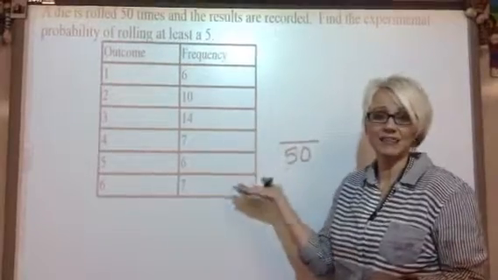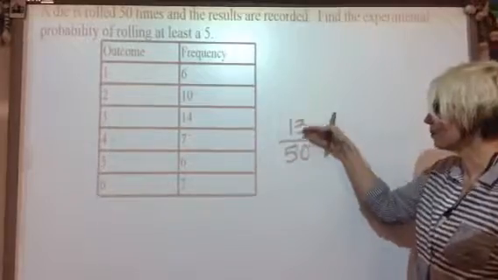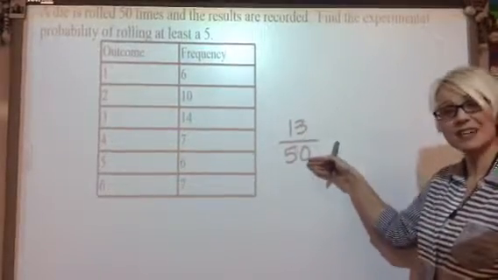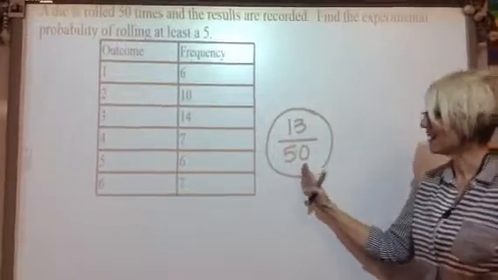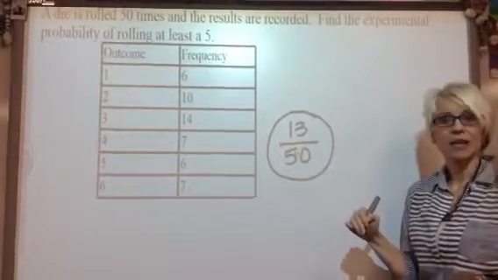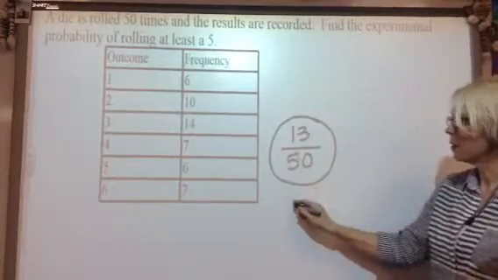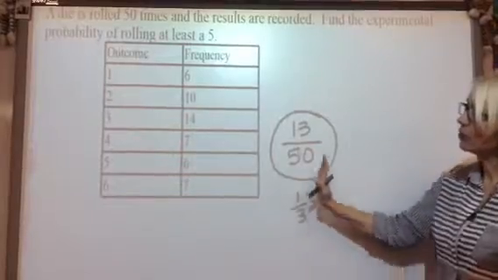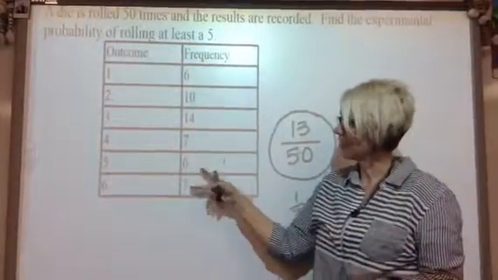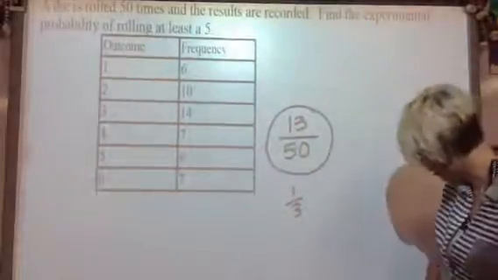I want to get at least a 5. So I could get a 5 or a 6. So that makes 13 total. Try using your ABC key. Can you reduce this? No. So then my probability of rolling at least a 5 is 13 out of 50. Now I know theoretically the probability of rolling at least a 5 would be 2 out of 6 or 1/3. The difference here though is we did an actual experiment, so we're getting the number of times we have that outcome over the total number of trials.